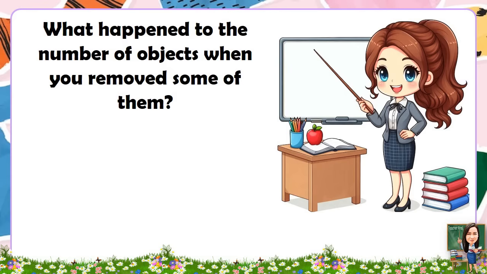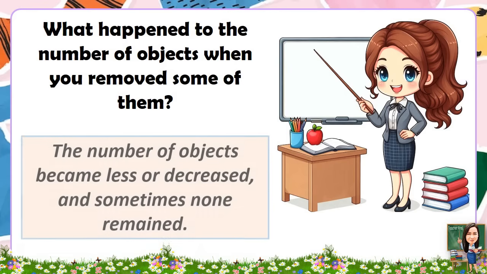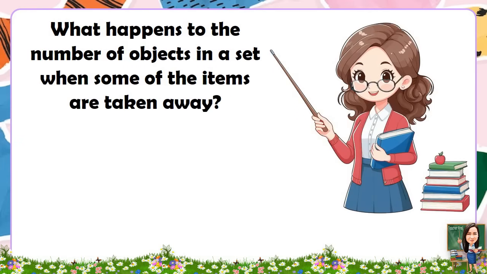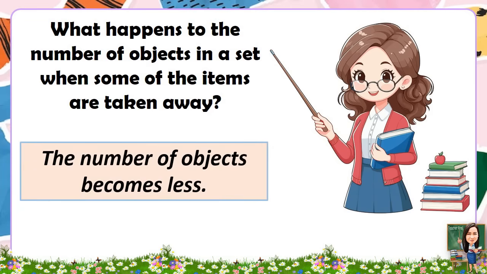What happened to the number of objects when removed some of them? The number of objects became less or decreased, and sometimes none remain. What happens to the number of objects in a set when some of the items are taken away? Yes, the number of objects becomes less.